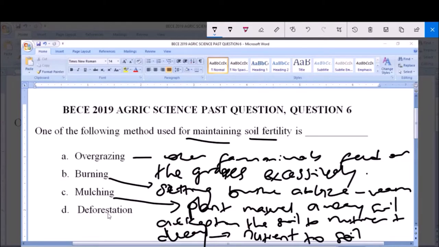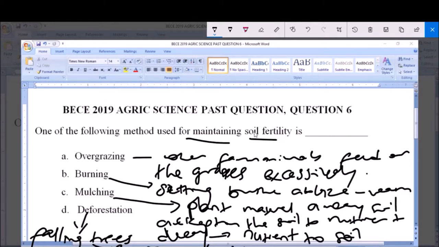Then D here says deforestation. Deforestation simply means felling trees. That is the practice of cutting down trees. And like you know, when you cut down trees, the soil surface is exposed to erosion. It exposes the soil to erosion, so it decreases the soil fertility.